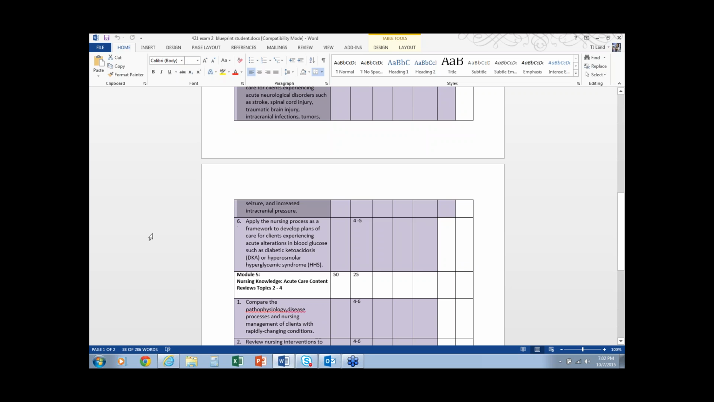Number 6, this is the one that's talking about having the ability to recognize when somebody has an urgent or an emergent situation. Please be able to tell the difference between a DKA, which is a diabetic ketoacidosis, and an HHS patient, which is a hyperosmolar hyperglycemic syndrome patient. The difference is, there are several differences.